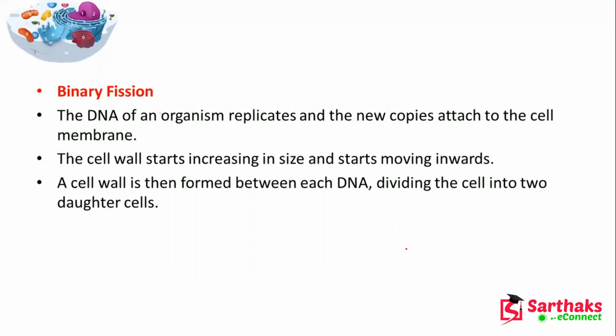Now binary fission: the DNA of the organism replicates and the new copies are attached to the cell membrane. It is a very simple thing. So it is asexual reproduction. The DNA of the organism replicates and the new copies will be attached to the previous cell membrane. Here the cell wall starts increasing in size and starts moving inside.